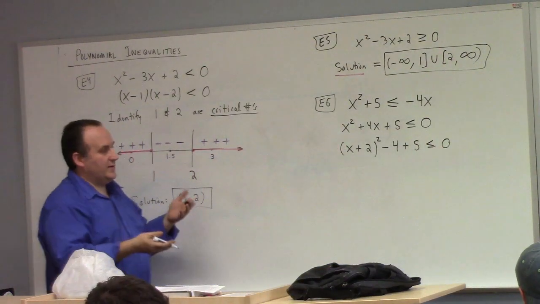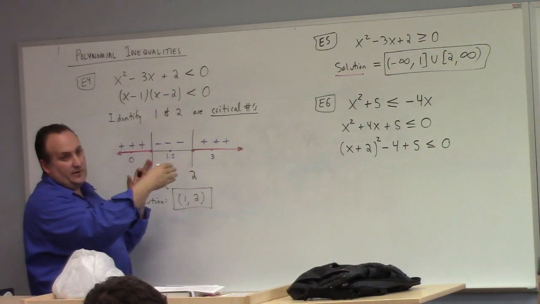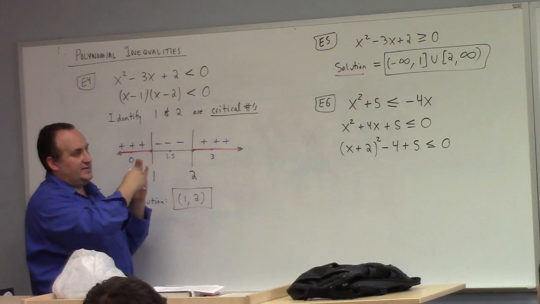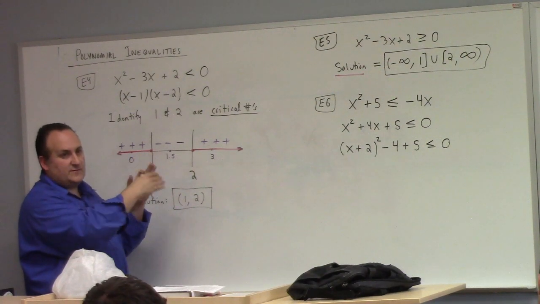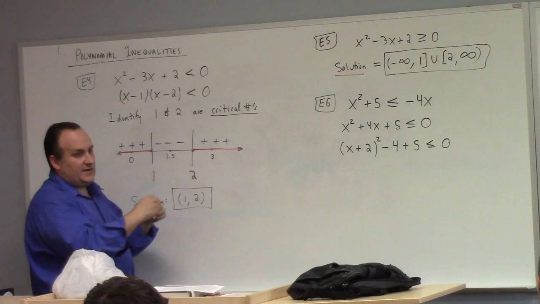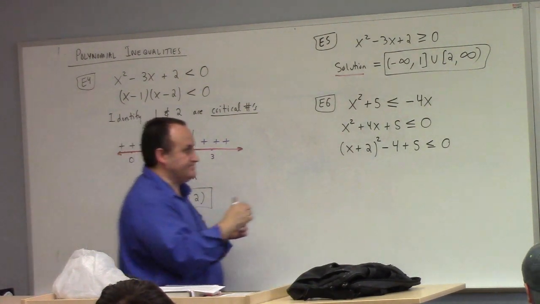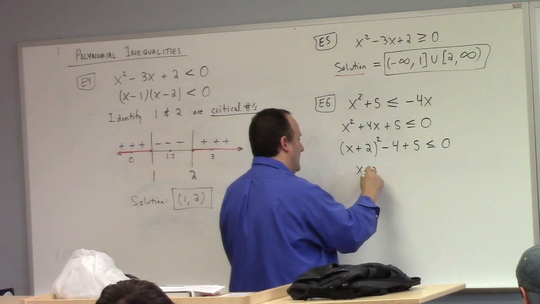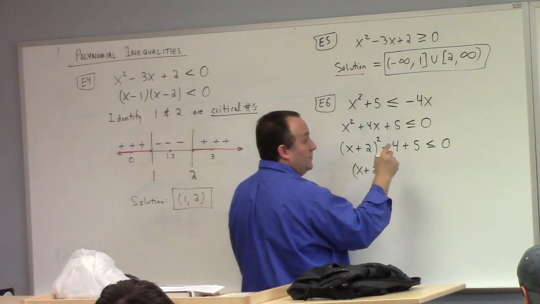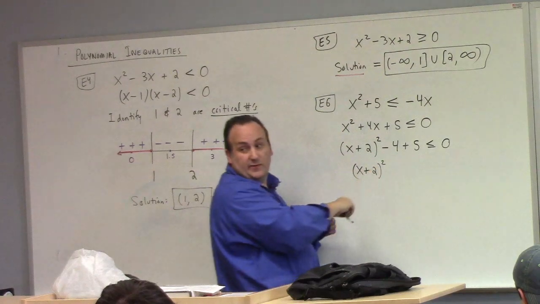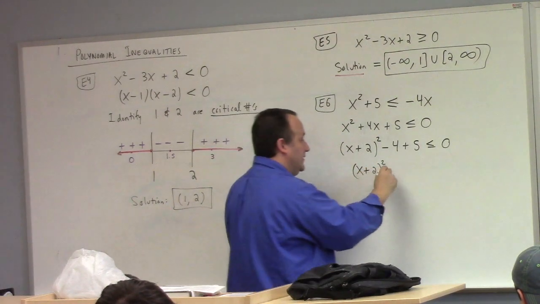So we complete the square, right? We take half of 4, which is 2. We add it to x. We square it. We subtract the 4. This is completing the square. So, which is what? Parentheses, x plus 2 squared, plus 1. Not minus 1 though. Plus 1, right?